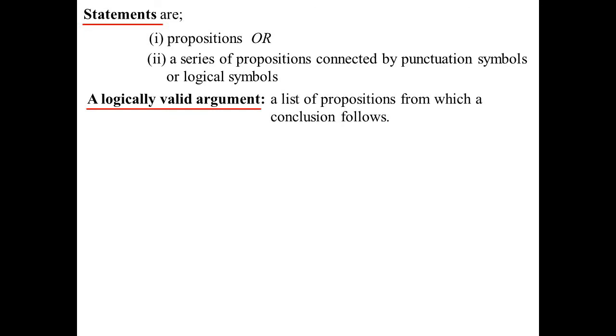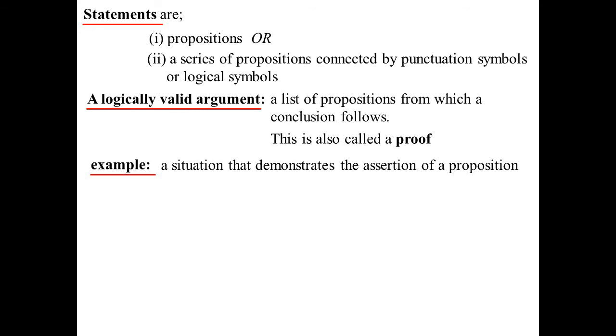So statements. A statement could be simply a proposition in itself, or it could be several propositions that are then joined together by connectives or symbols. A logically valid argument is when you have a list of propositions and then a conclusion follows from those. In other words, that's a proof. Think back to the first type of proof you did, in geometry. Well, you had a list of propositions and then you concluded your proof.